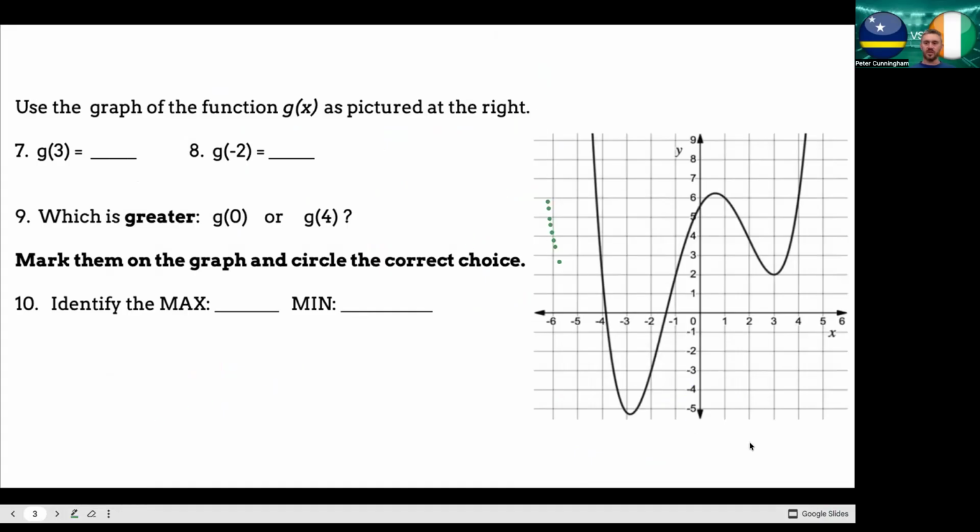I hope you guys don't see this bar that I keep having to move. It's pretty annoying.